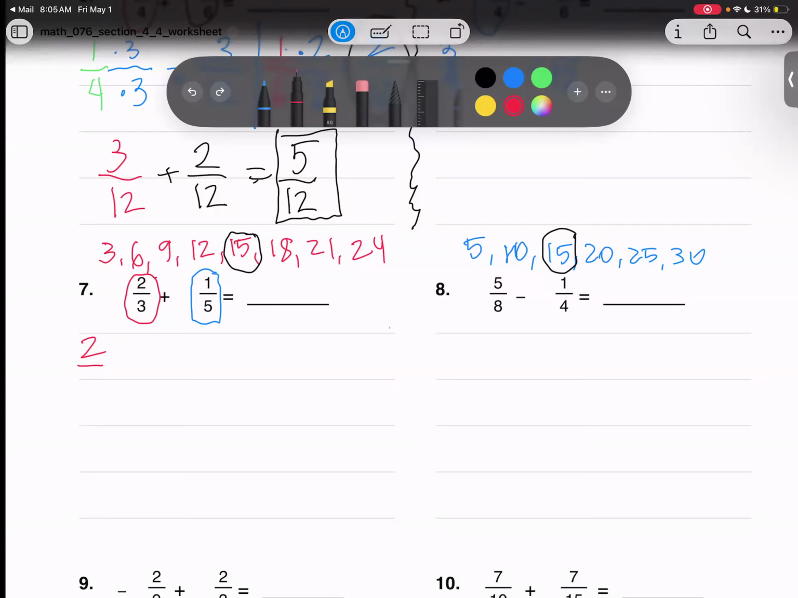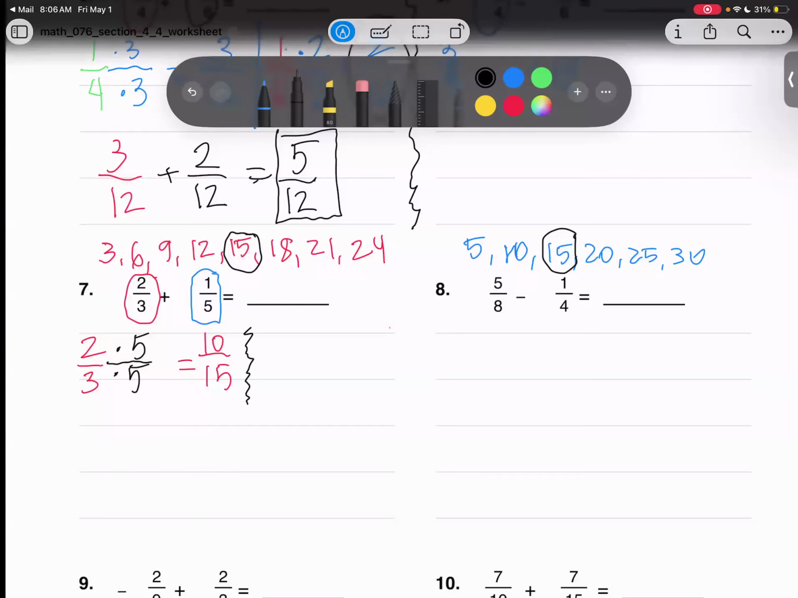Okay, so my common denominator is 15. What do I have to multiply 3 by to get to 15? I ask myself that. I get 3 times 5. So multiply by 5, the numerator and denominator. So 2 times 5 becomes 10 over 15. That is my first fraction.